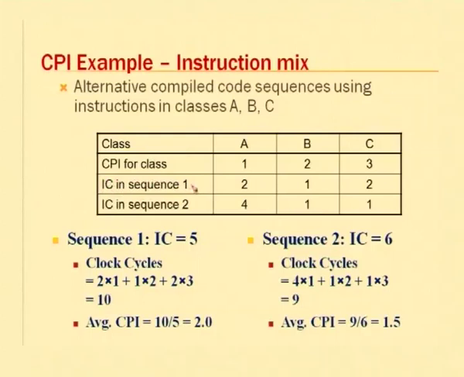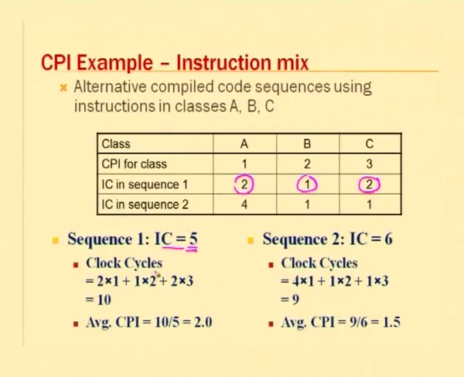A sequence 1 program, let us say, has 2 instructions of type A, 1 instruction of type B and 2 instructions of type C. For this sequence I am going to find out the instruction count and the average CPI. So, what is the instruction count here? Instruction count is 2 plus 1 plus 2, which is 5. There are altogether 5 instructions.